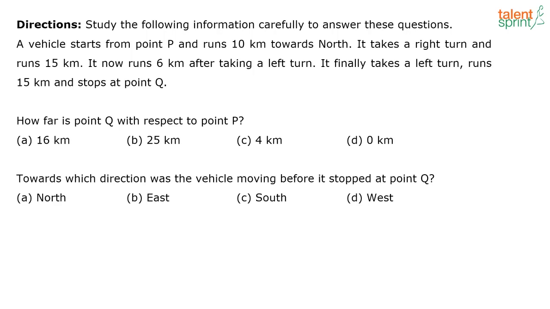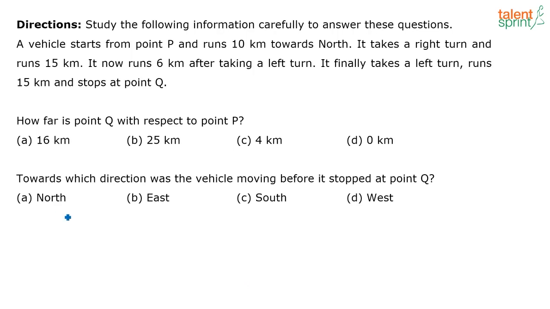Next. A vehicle starts from point P and runs 10 kilometers towards the north. It takes a right turn and runs 15 kilometers. It now runs 6 kilometers after taking a left turn. It finally takes a left turn and runs 15 kilometers and stops at a point Q. So you have to find out how far is the point Q with respect to the point P, and next one more question following it. What is the answer for this one? Try to give me the answer for this one.